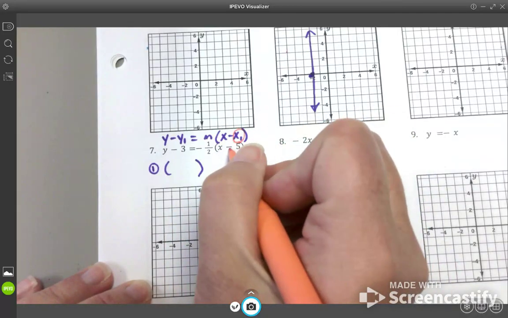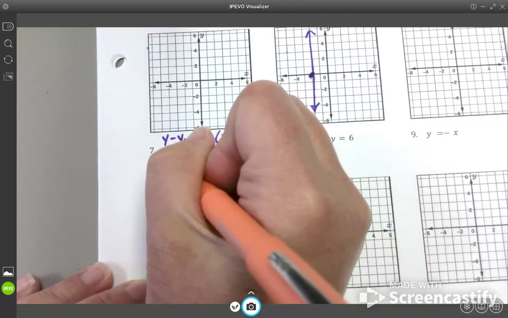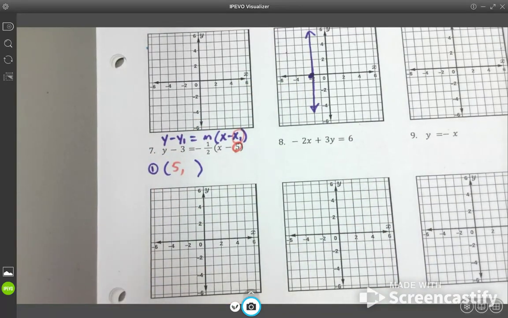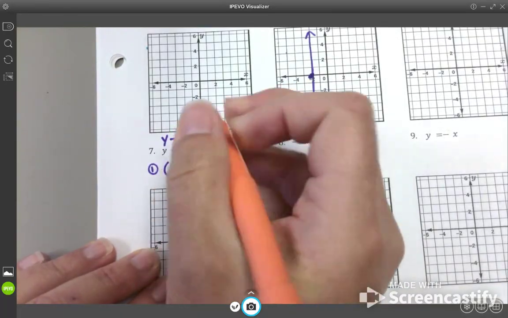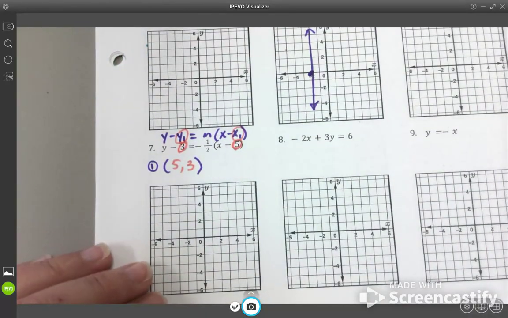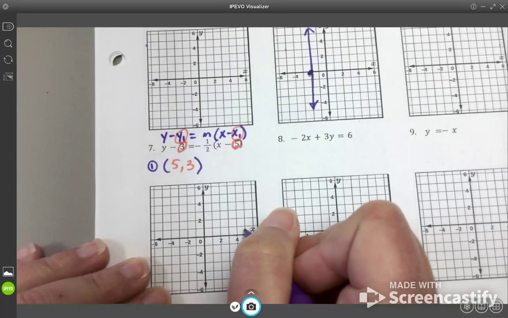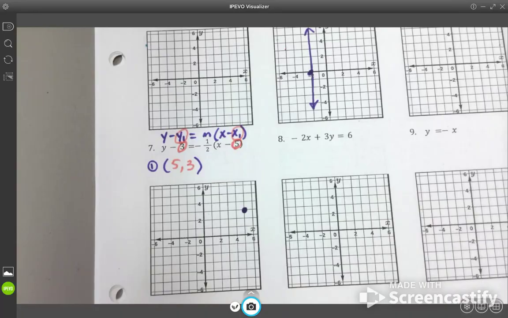So because I have x minus 5, that 5 is my x coordinate. It is not a negative 5. And then my y coordinate, same thing, comes from after that minus sign. So my y coordinate is a positive 3. So step 1, graph that point. So over on the x-axis 5, up 3 would be the ordered pair 5, 3.